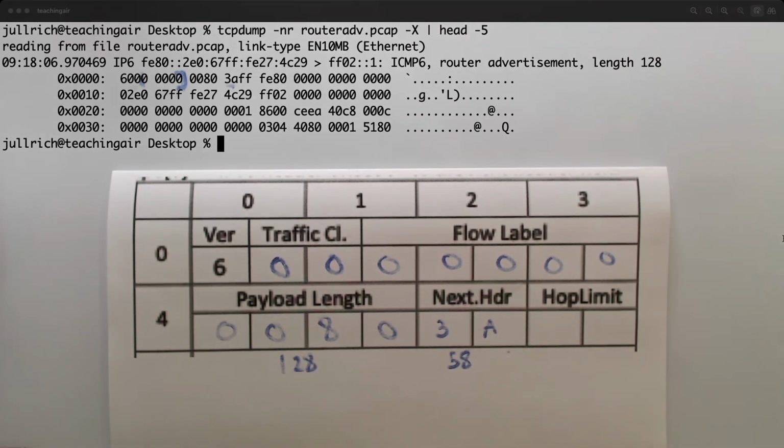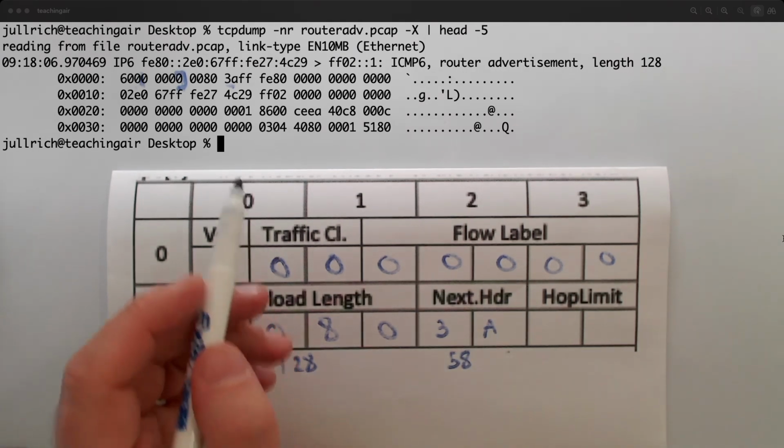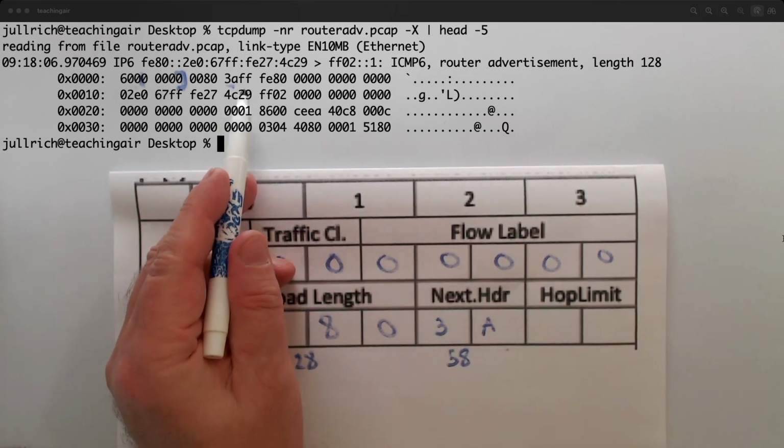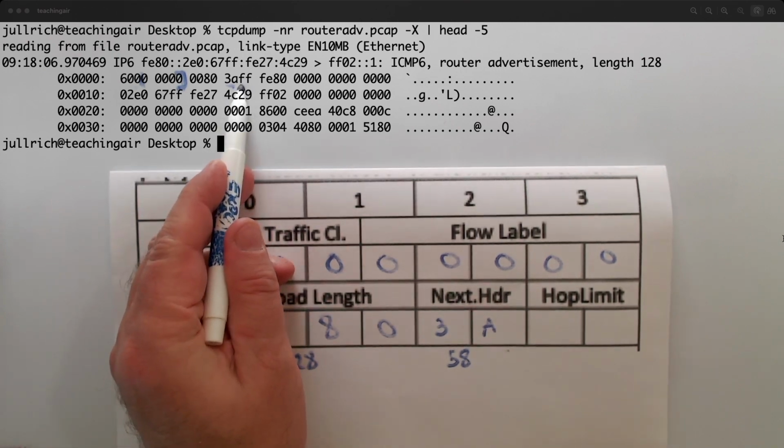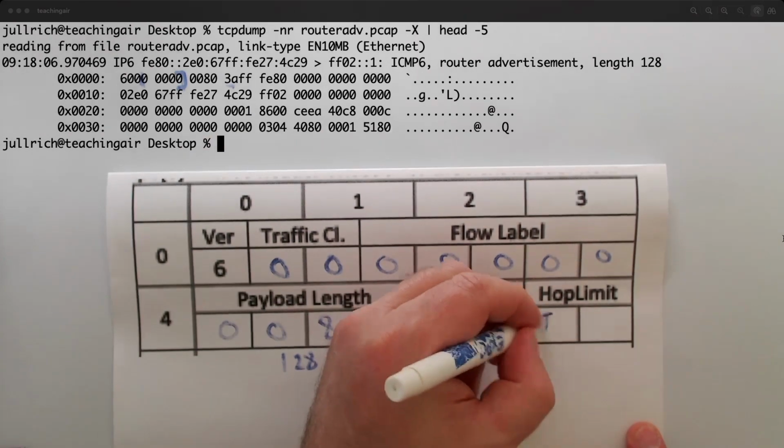ICMPv6 on the surface looks very similar to ICMPv4, but there are some substantial differences and additional features in ICMPv6. That's why it's really a completely different protocol. ICMP or ICMPv4 is protocol 1, ICMPv6 is protocol 58. And then finally, we do have our hop limit. The hop limit is, well, your TTL.